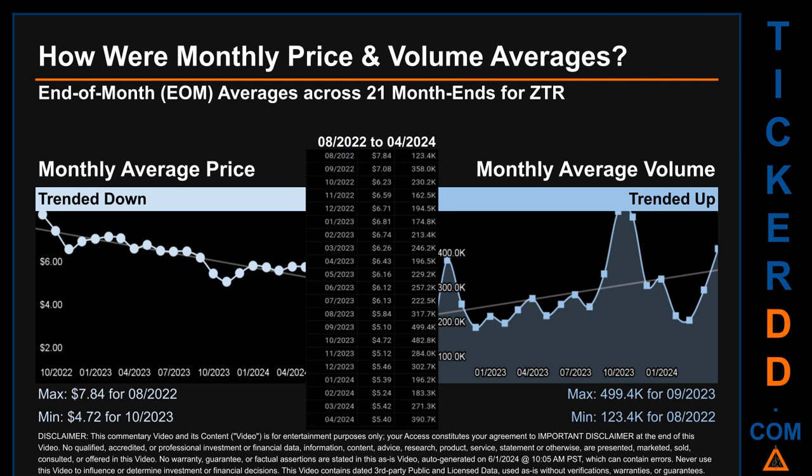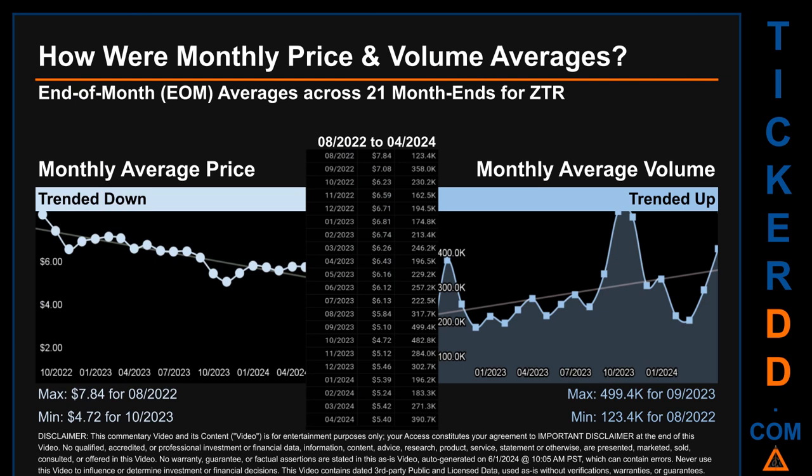How were price and volume averages for ZTR? Across 447 trading days, there were a total of 21 month ends, of which monthly averages for daily price and volume were calculated. Overall, monthly price average trended down while monthly volume average trended up.